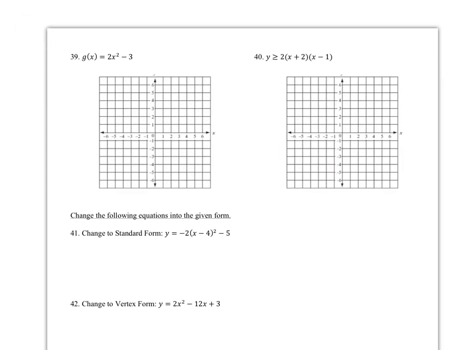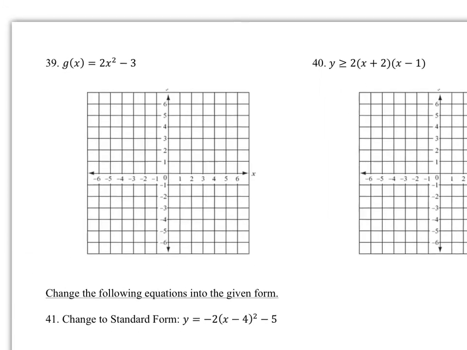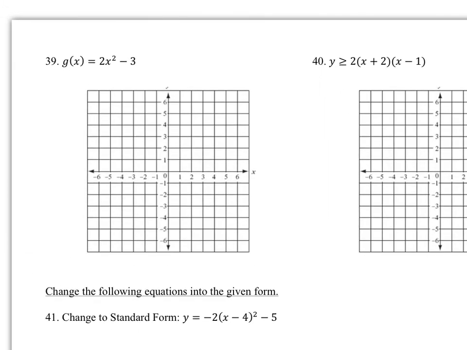Last page. If I look at number 39, I could say that it was either vertex form or standard form, so it's really whichever form you prefer. I personally think that vertex form is easier. It's less work to write down, so I'm going to say it's vertex form. It's going to open up. My vertex is 0, -3.